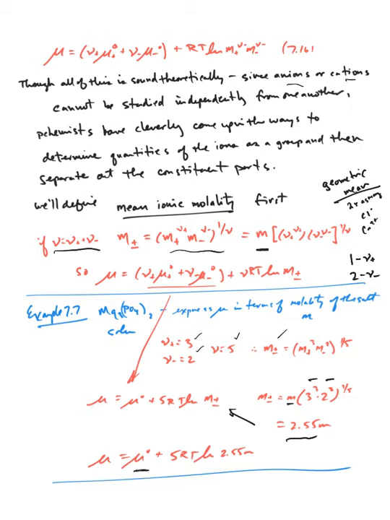The standard chemical potential in this case for this salt solution is going to be the sum of the contributions from the cations and the anions. But we're focused more on how to calculate these new sort of concentration-ish terms that we're learning.